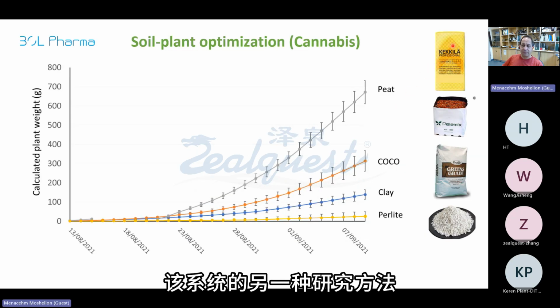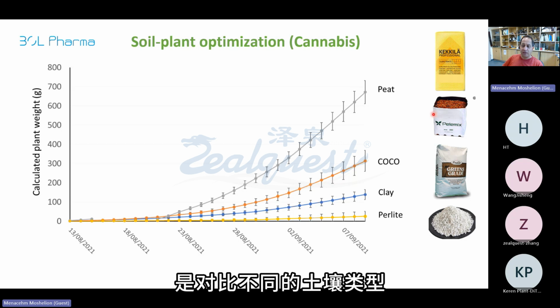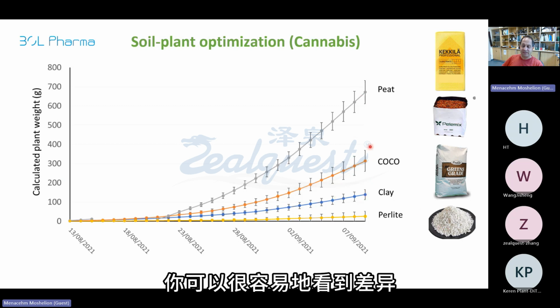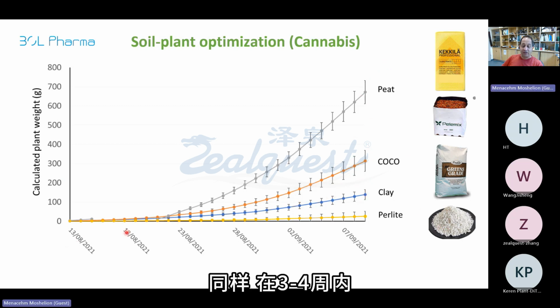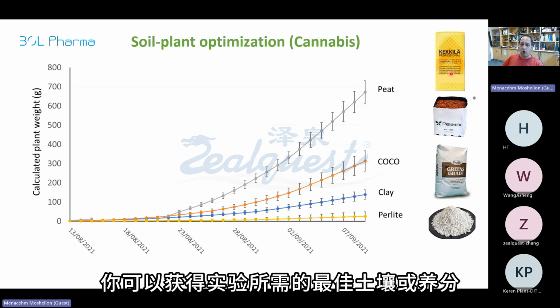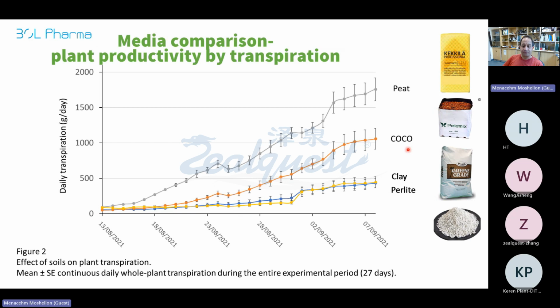Another approach of the system is to compare different soil types. So this is the plant transpiration based on the different soil types. You can easily see the differences with your eyes. Again, in like 3-4 weeks, you can get the optimum soil or nutrient that you need for your experiment.